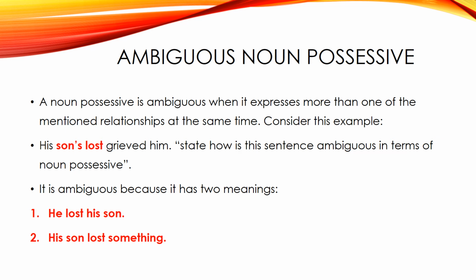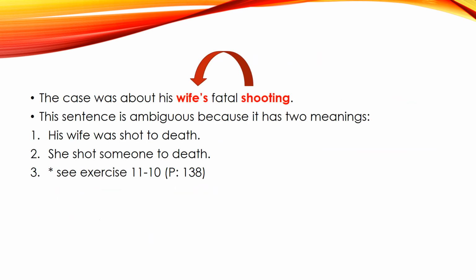شلون؟ خسارة ولده ممكن يكون ابنه خسر ابنه، صح؟ means that he has lost his son. وممكن ابنه مثلا خسر بعمله خسارة كبيرة، خسر سيارته، خسر بيته، يعني his son lost something. So we are dealing here with two meanings. That's why this sentence is ambiguous. You have also another example. The case was about his wife's fatal shooting.